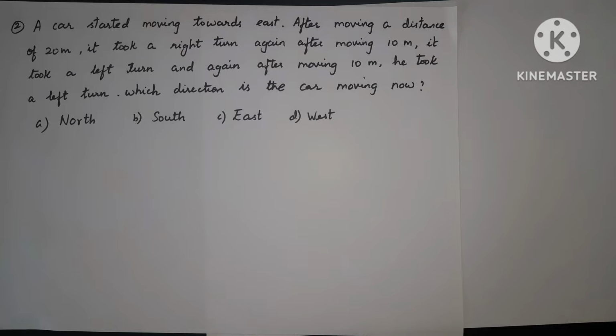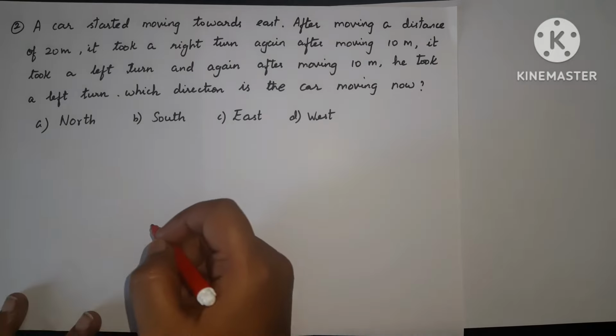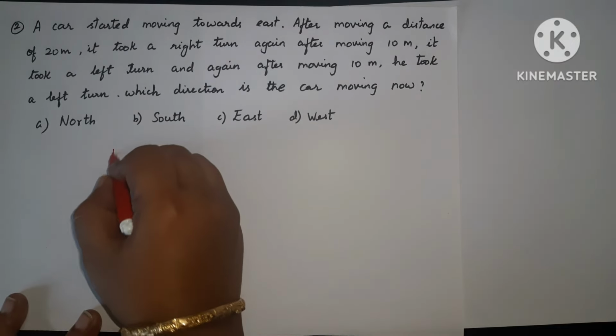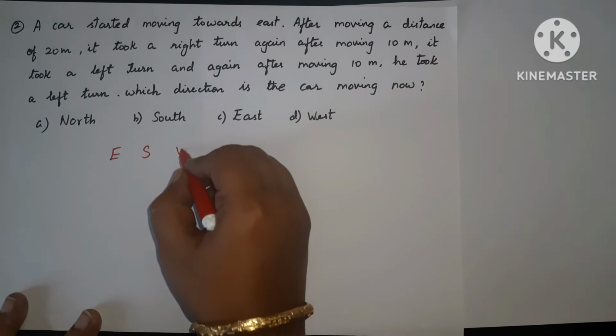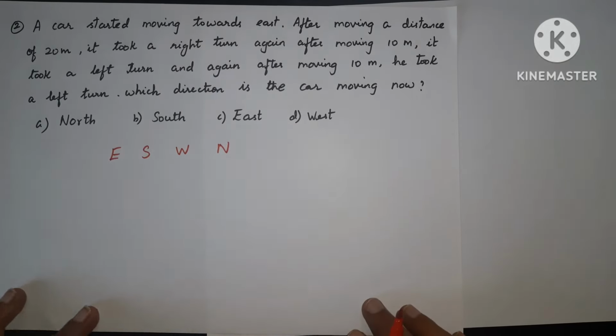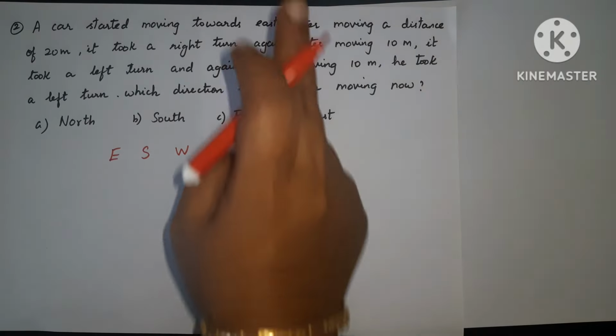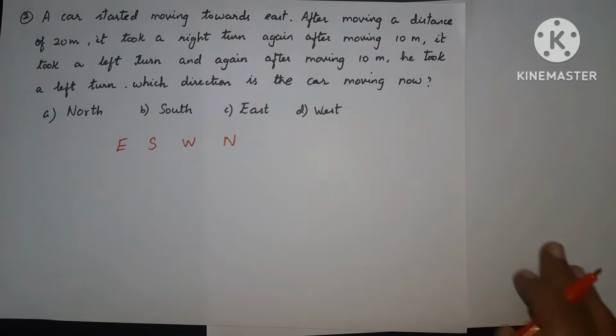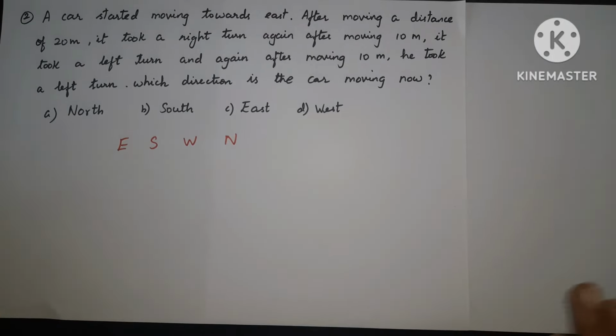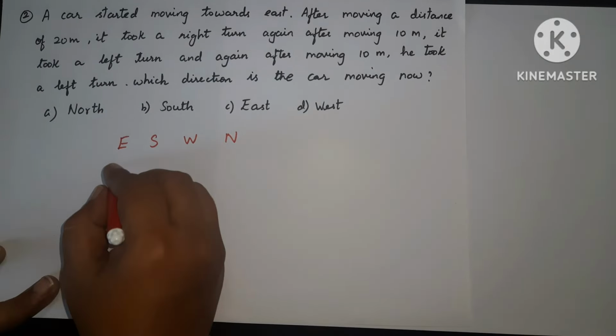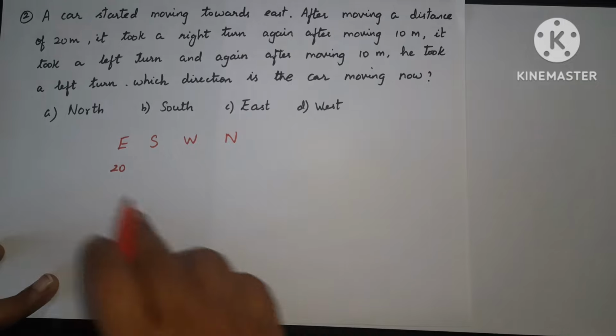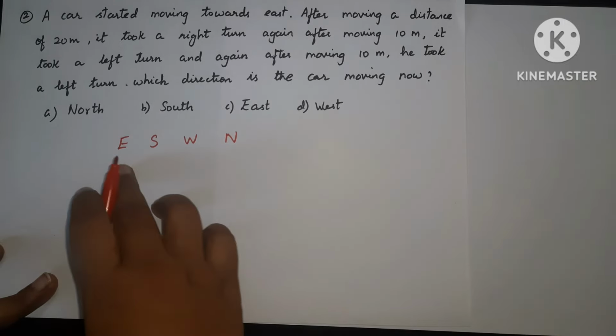So this is the continuation of our directions and distance topic, example 2. Before we start reading this question, we have to write ESWN. Okay. So a car started moving towards east. Now the car is in the east direction. After moving a distance of 20 meters, it took a right turn. So in east you are 20 meters. Now it took a right. So right is this one.